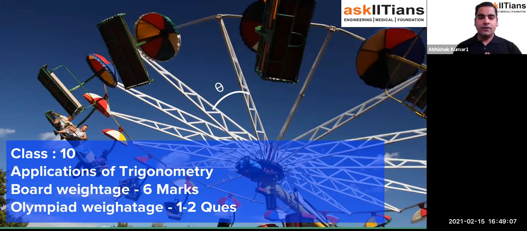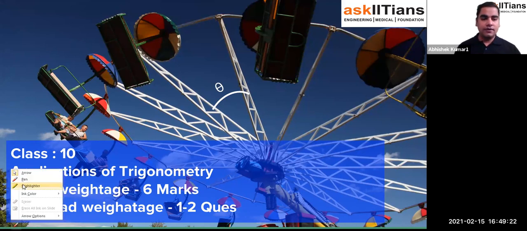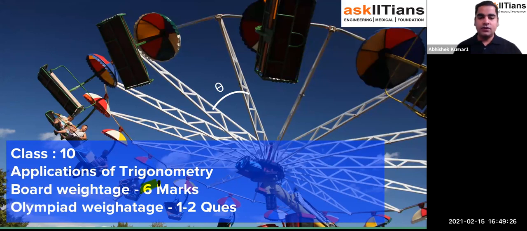In today's session, we are going to start a chapter. The name of the chapter is Applications of Trigonometry. As far as the importance of this chapter is concerned, there are two important things that you need to keep a note of. The first thing is the board weightage of this chapter. The board weightage is 6 marks. You can expect two questions from this chapter in your class 10 board examination.